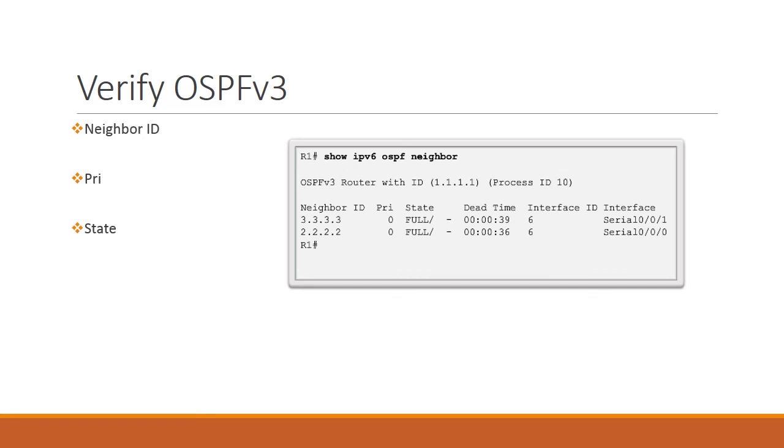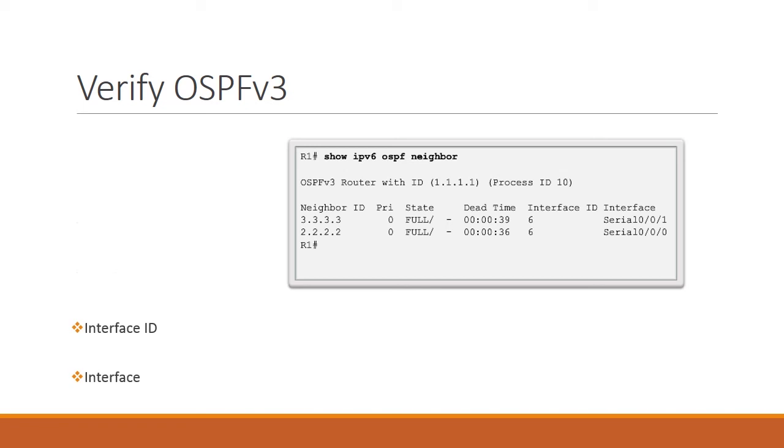Dead time: the amount of time remaining that the router waits to receive an OSPF hello packet from the neighbor before declaring the neighbor down. This value is reset when the interface receives a hello packet. Interface ID: the interface ID or link ID. Interface: the interface on which this router has formed an adjacency with its neighbor.